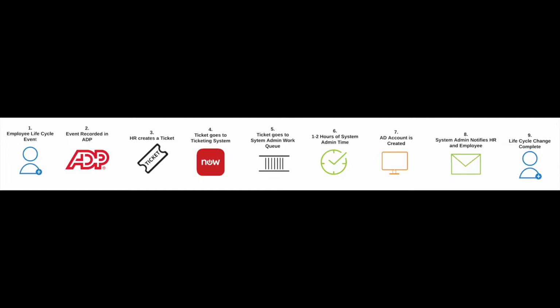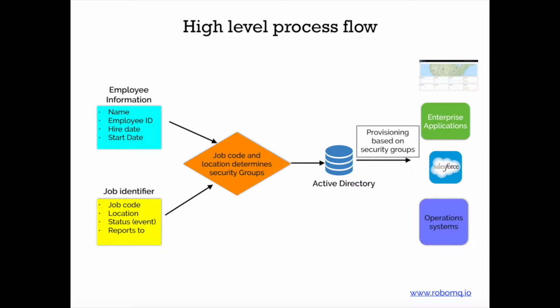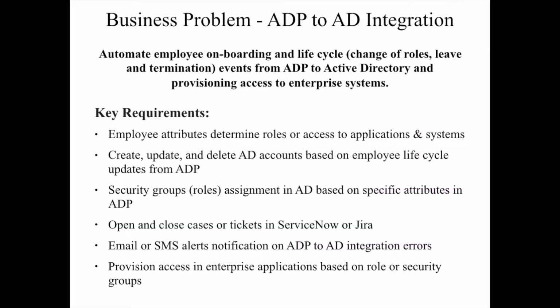By using RoboMQ ADP to Active Directory integration, you can save 1.5 to 2 hours of system admin time per employee lifecycle activity. This translates into anywhere from $120 to $200 per employee event of savings. Multiplied out by the number of employee lifecycle activities each year, this can mean millions of dollars of savings.